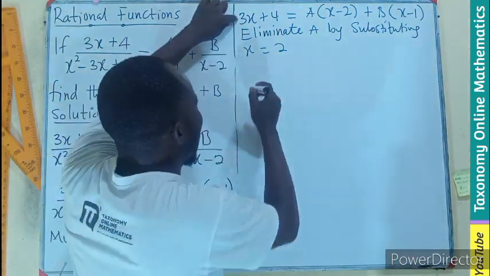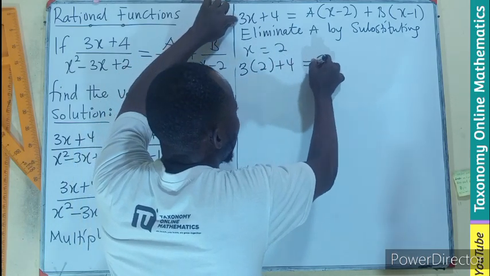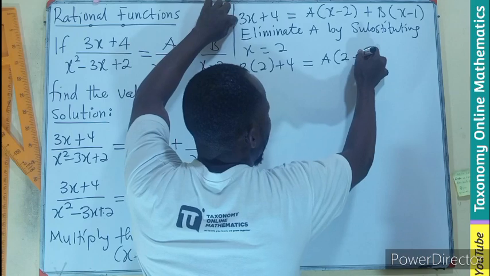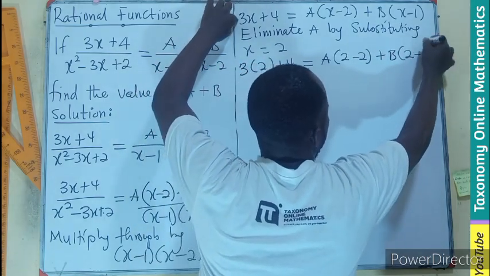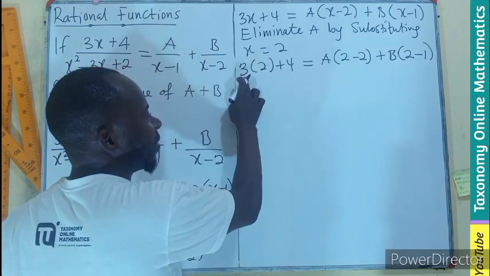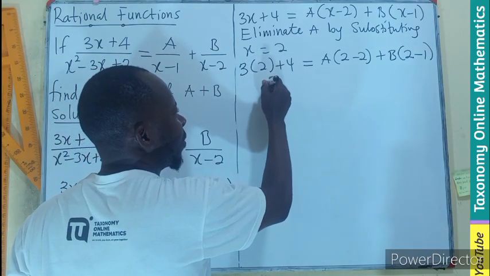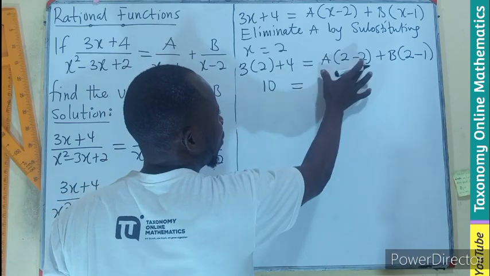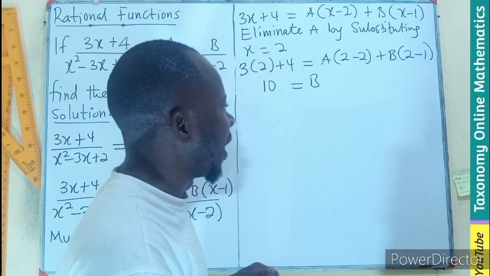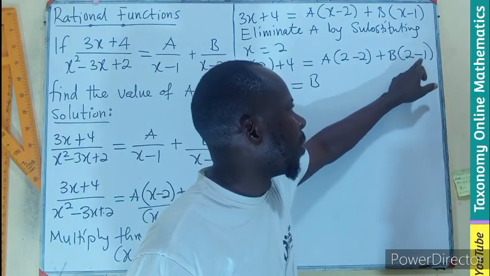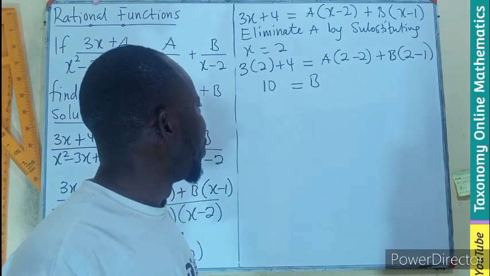So it means that I should have 3 multiplying 2 plus 4 equals a(2 − 2) plus b(2 − 1). Don't forget this will be 6, 6 plus 4, that will be 10, right? This will be 0. So I should be left with only b. Don't forget if 2 is here, that will be minus 1 times this, we have b. So b is known as 10.